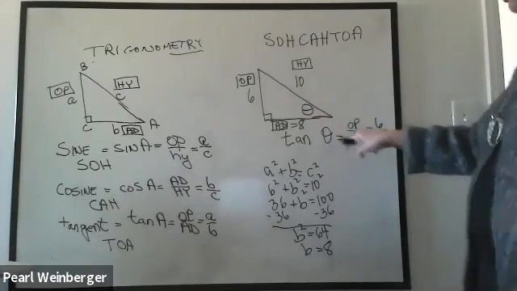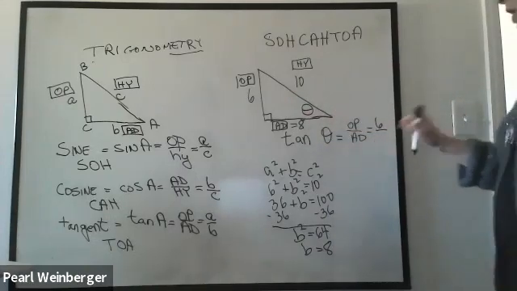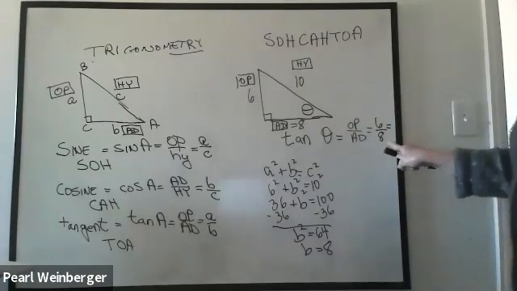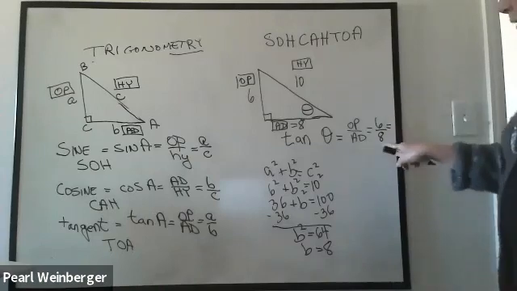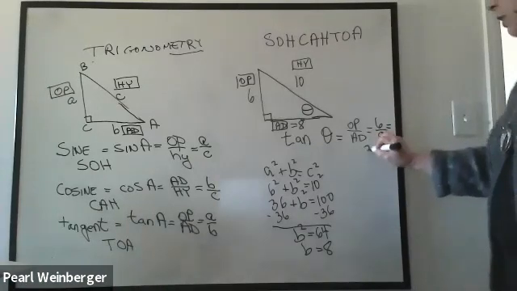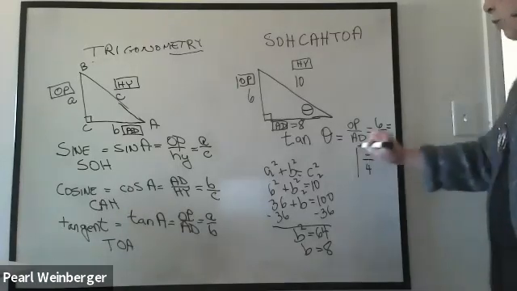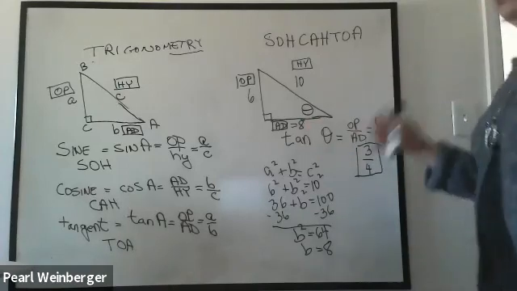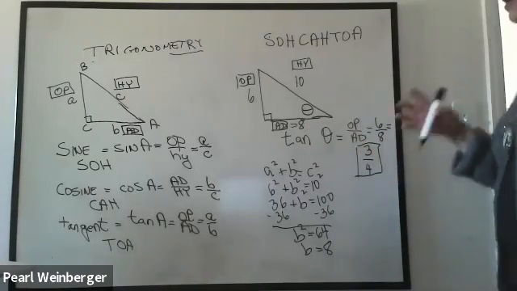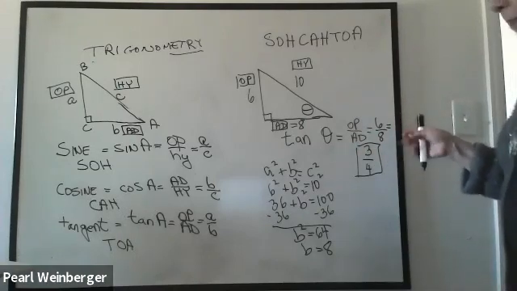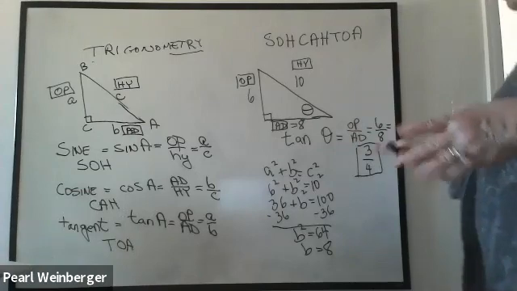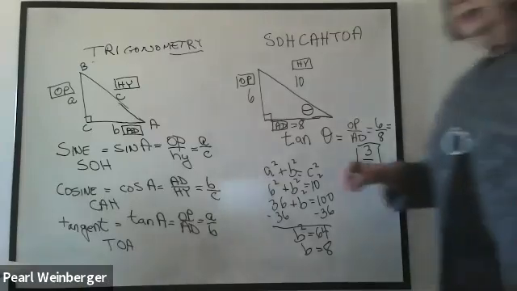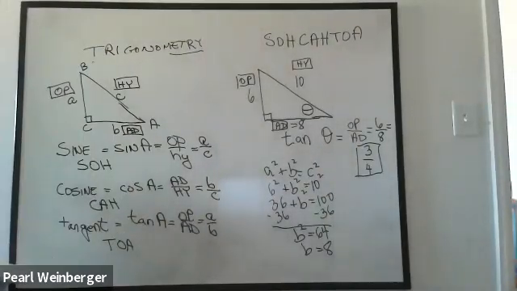So the tangent, which is the opposite over the adjacent, is 6 over 8. Now, usually if it's a fraction, I try to reduce it. I can reduce 6 over 8. That becomes 3 over 4. If you wanted to, you could then put it in decimal form by doing 3 divided by 4. Again, which format you want depends on the question and what they give you. Okay, so let's see if we can do another example like this.